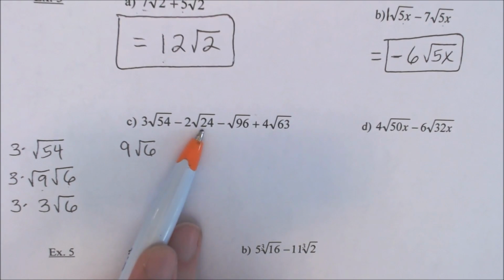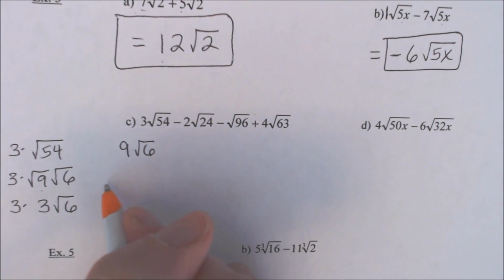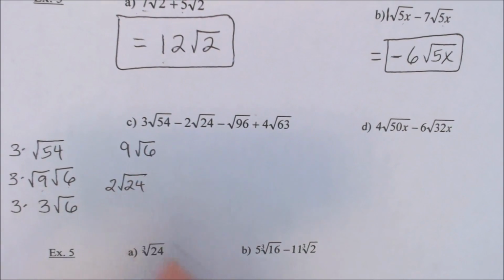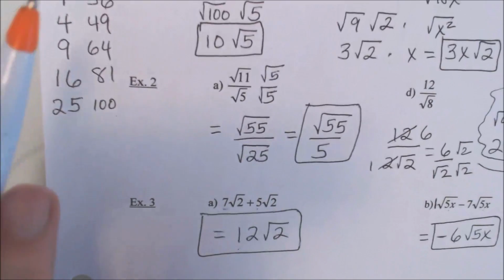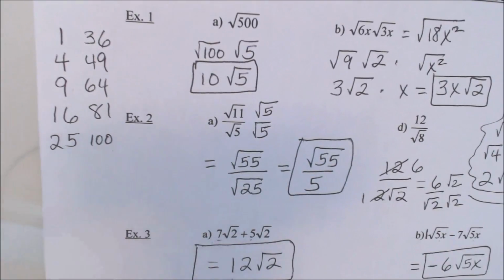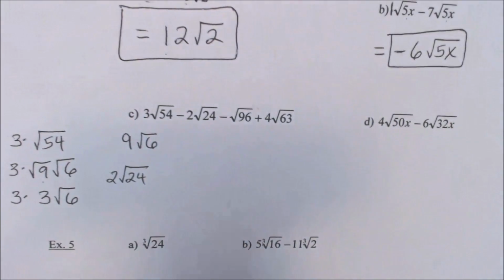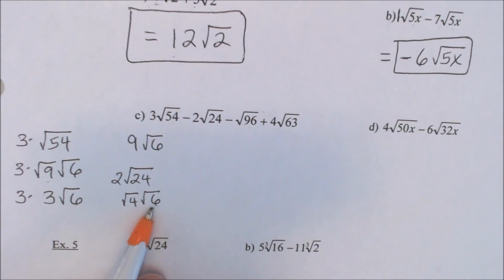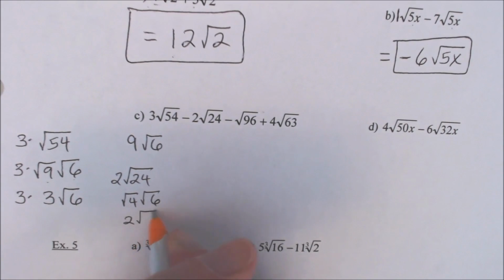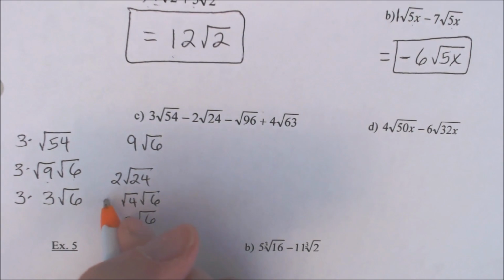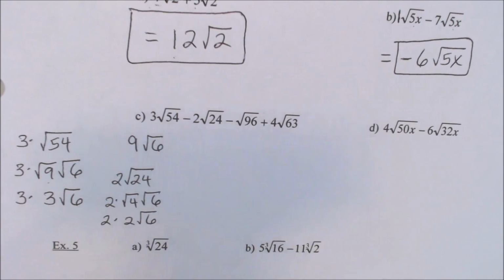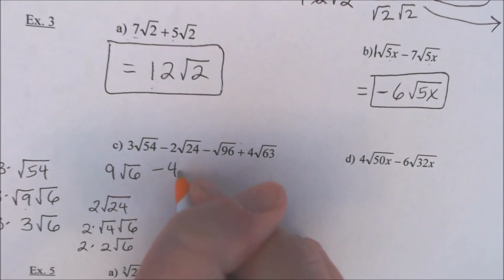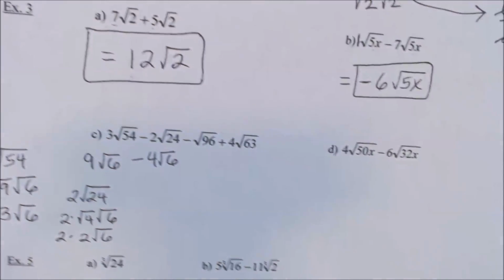Let's look at the 2 square roots of 24. So let me come over here and write 2 times the square root of 24. 24 will break down using a perfect square from our list. 4 will go into it. So I'm going to write the square root of 24 as the square root of 4 times the square root of 6, because 4 times 6 is 24. And that leaves me with 2 times the square root of 6. Notice we had that 2 in the front though. So those coefficients can now be multiplied. So that gives me a minus 4 times the square root of 6.